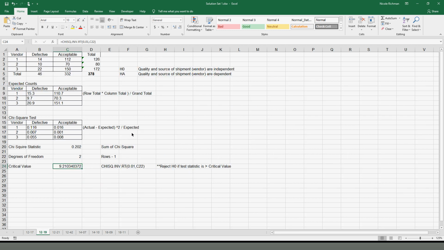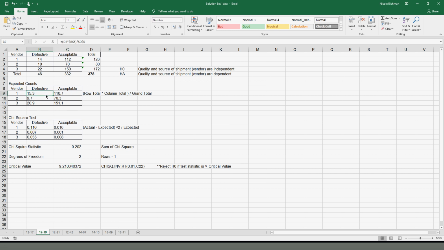So let's take a look at one more of this. We have a little bit more data in this one. Here, we're taking a look at whether or not quality and source of shipment are independent. In other words, of the 3 vendors that we have, is quality dependent on the vendor, or is there an independent relationship? So do we have more defective parts coming from one particular vendor?